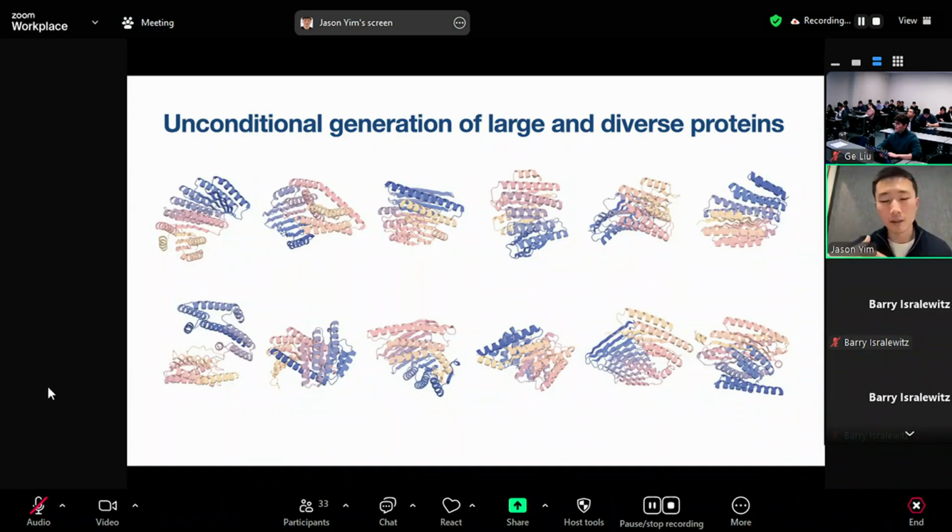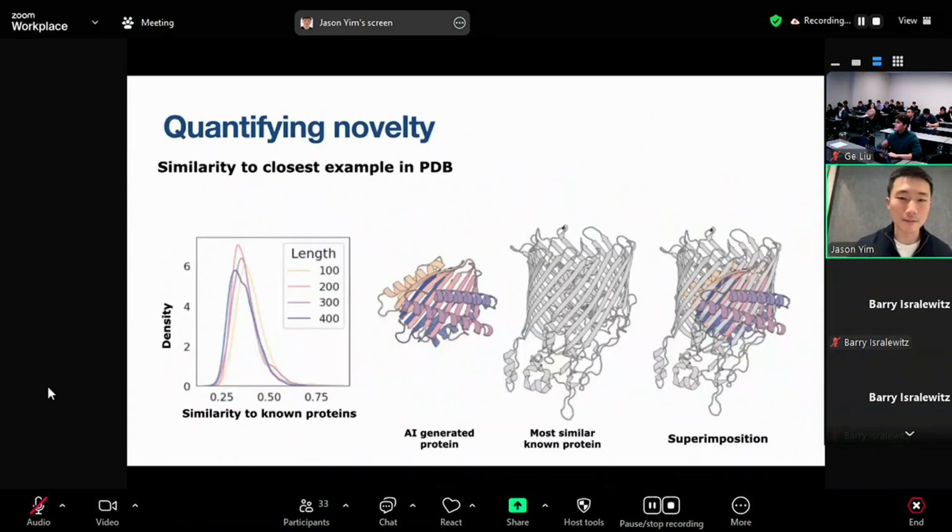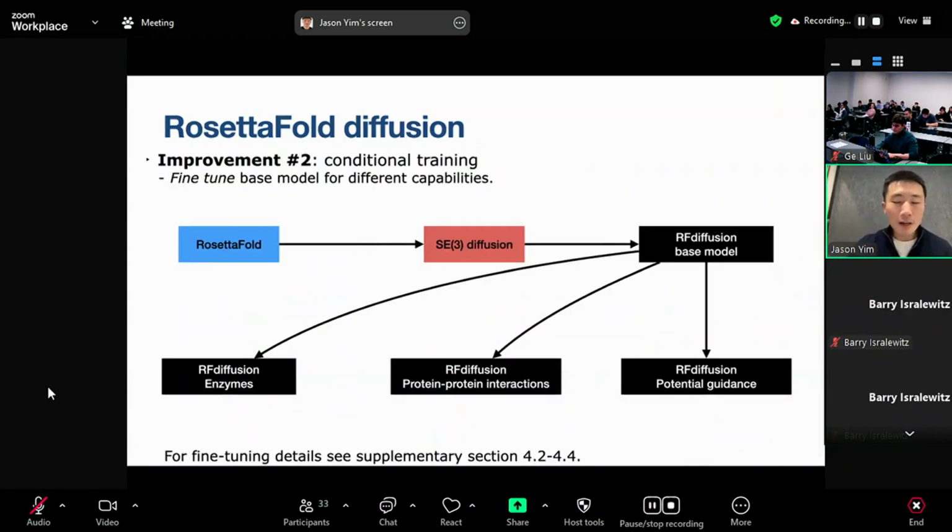And so this ended up becoming quite a bit better than FrameDiff at the time. And then we can also quantify novelty again. And we can see that this actually gives a much more novel distribution of proteins, even though it was pre-trained. So this is the similarity in proteins, and a lot of them are below 0.5. And so there's a density plot. And across these four lengths, you can see the model generates very novel proteins. Here's one AI generated protein and the most similar protein to it. And you can see the only thing that's similar is this beta pleated sheet that matches, but otherwise it's very, very different.